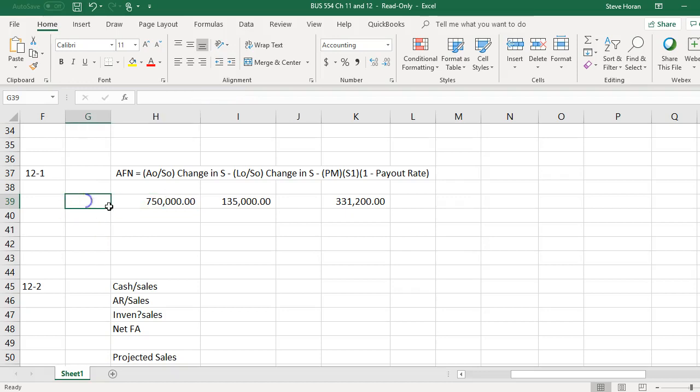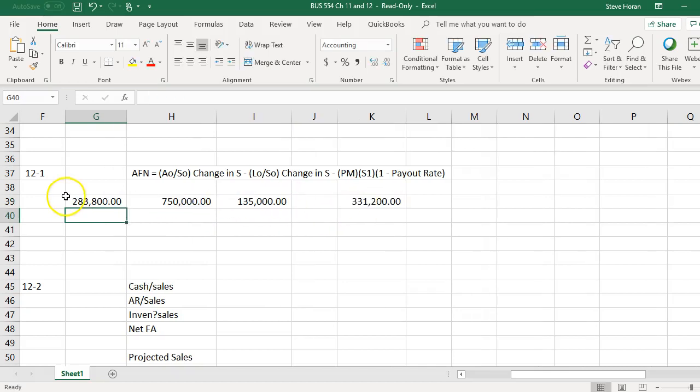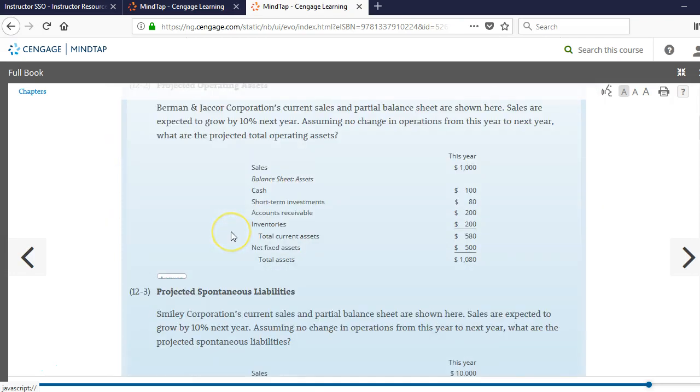So the answer for AFN is plus the 750 minus 135 minus 331.2. Okay, and I get 283.8. So that's just the basic operation of the additional funds needed. Go back to the problems, question 2.